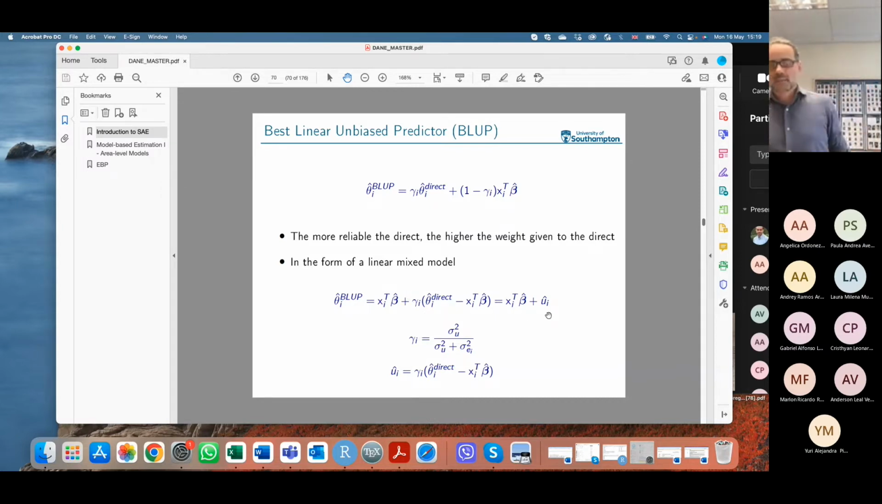What is gamma I? Gamma I, as I said, is called the shrinkage factor, because it decides the balance, the trade-off between going fully to the direct estimates or going more into the regression synthetic estimate. If you give more weight to the regression synthetic estimate, then you shrink more compared to the case where you give more weight to the direct estimate. This will depend on two parameters: sigma squared E I, the sampling variance, and also sigma squared U, the between area variance.